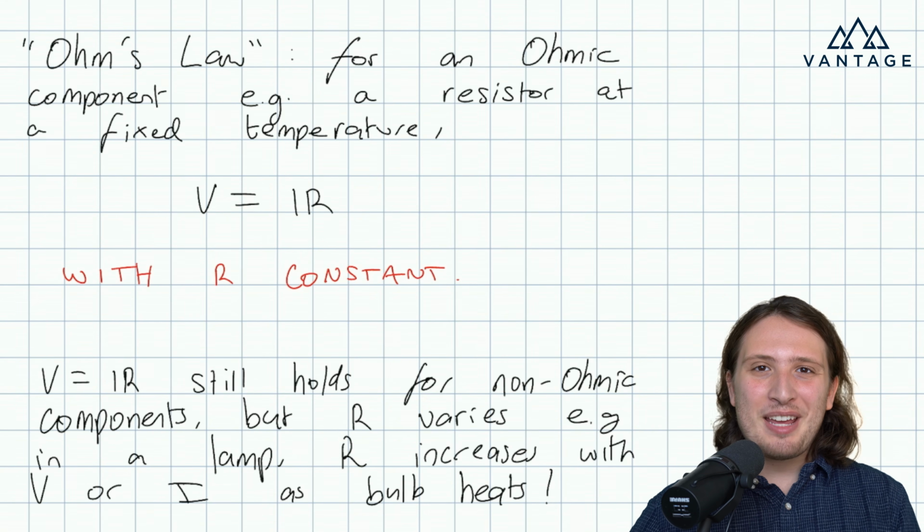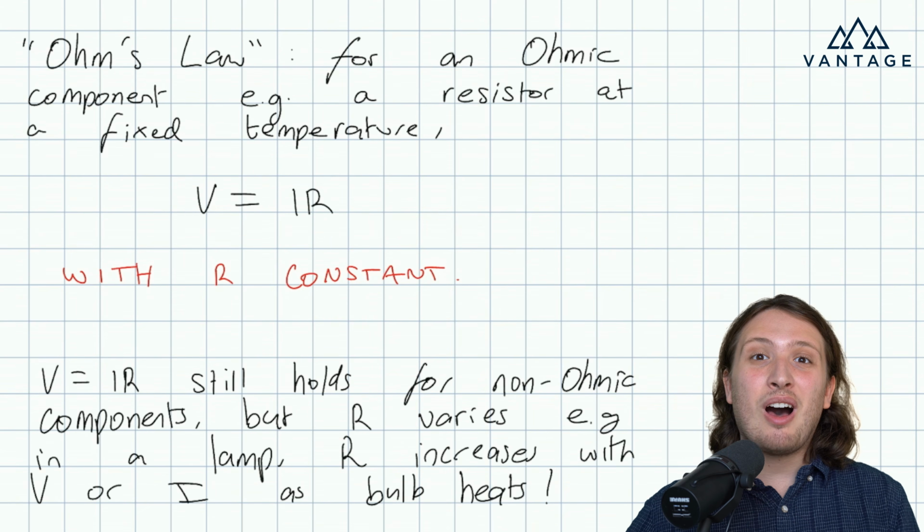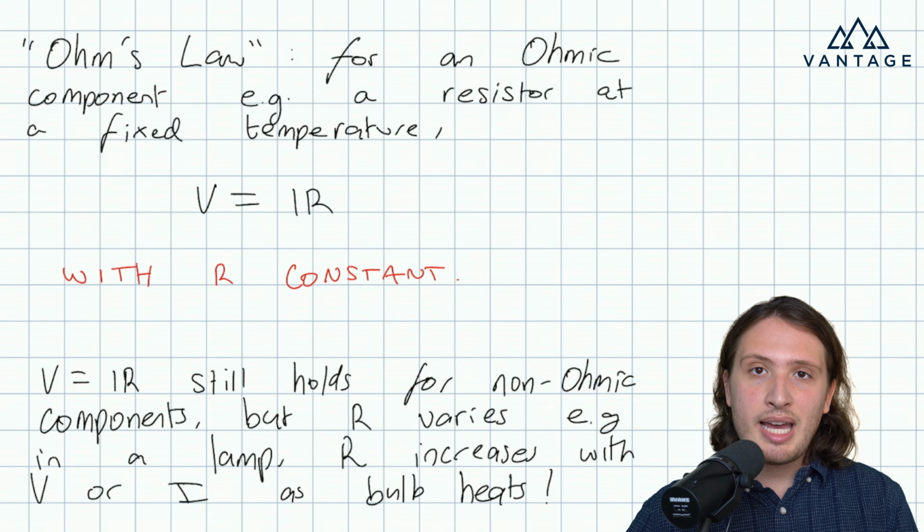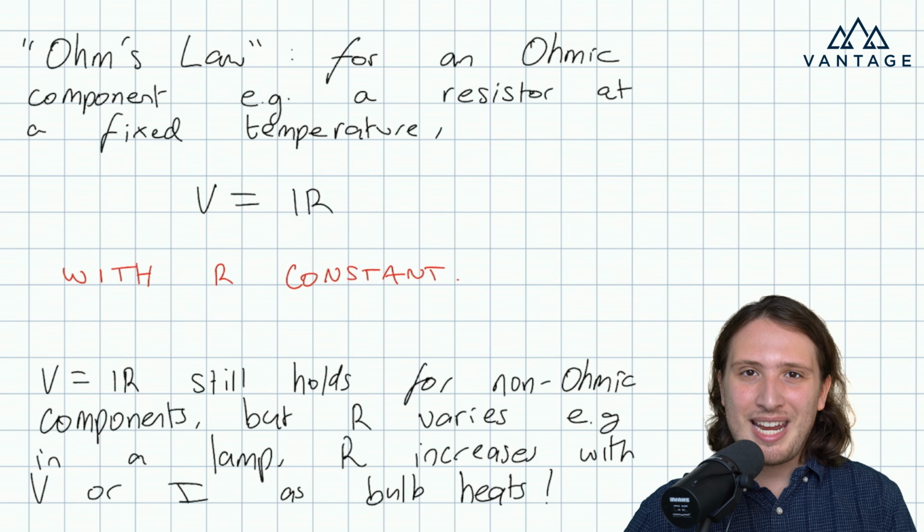So what is really important to emphasize is that even for a non-ohmic component, for example, a filament lamp, the relationship V equals IR still holds for that component, but the reason Ohm's law breaks down is because R is no longer constant. For example, for a filament lamp, R will increase as we increase V or I because the lamp will get hotter. So Ohm's law is not always true because it comes with an additional constraint that the resistance itself is not changing.